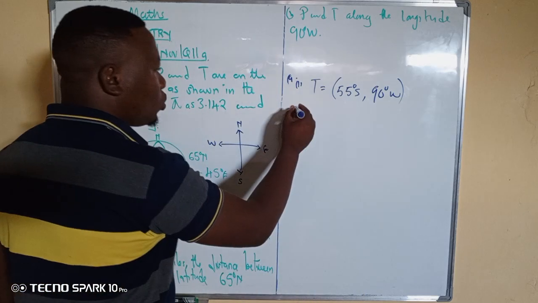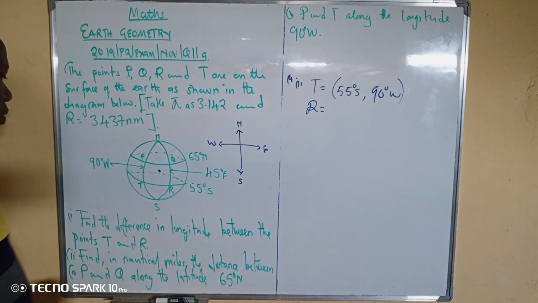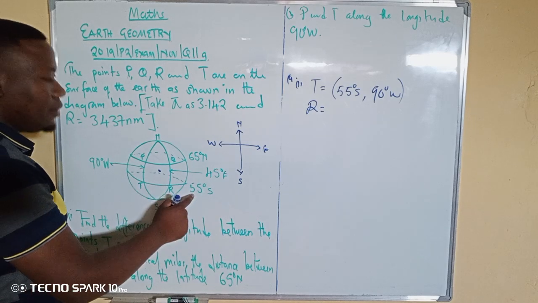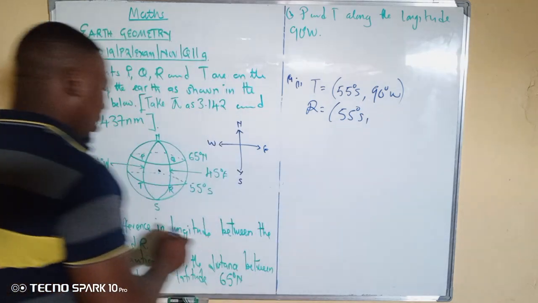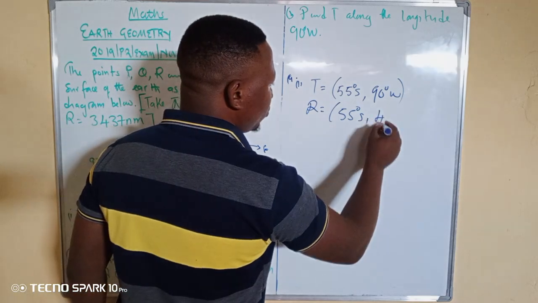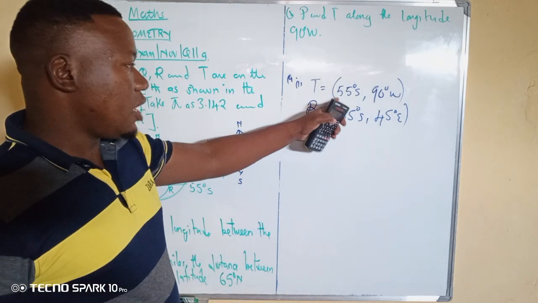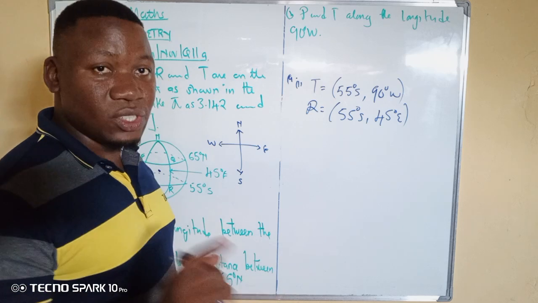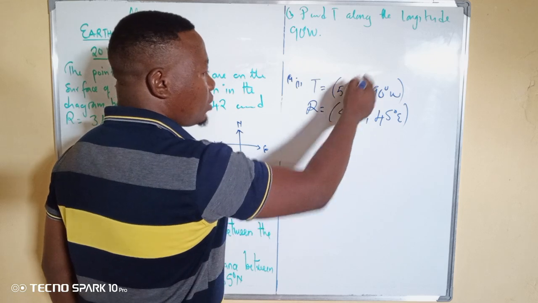Since we found the position of T, we'll now go to R. The latitude of R again is 55 degrees south, comma, the longitude of R is 45 degrees west, then I close the bracket. When you find figures and directions which are the same, we cancel. So 55, 55, south, south, we cancel these.